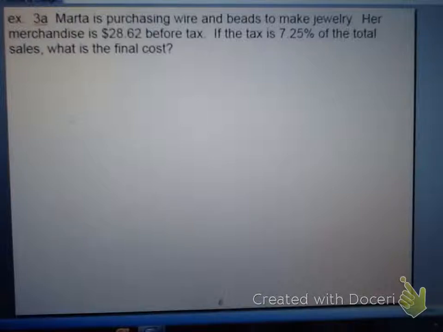Example 3A. Marta is purchasing wire and beads to make jewelry. Her merchandise is $28.62 before tax. If the tax is 7.25% of the total sum, what is the final cost? To calculate tax, we just multiply the amount of the item times the percentage rate.